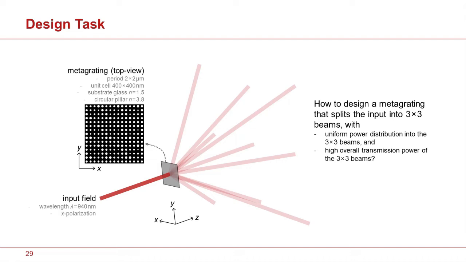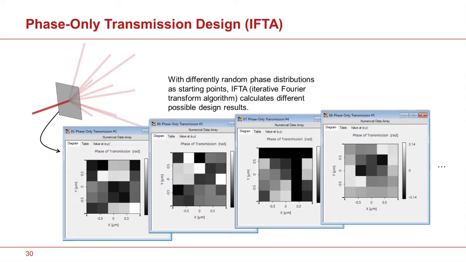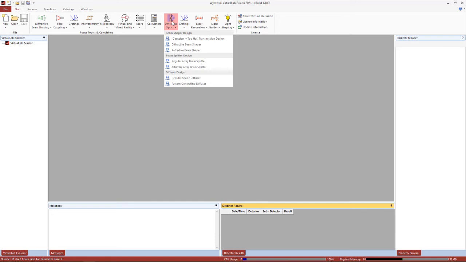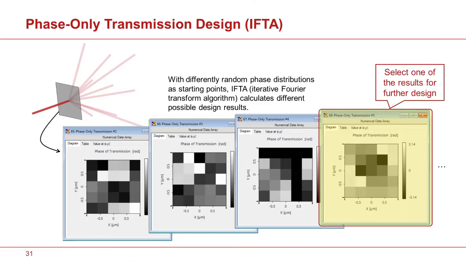Before, in the previous example, we started from the knowledge that we wanted to generate a blazed-like phase profile behind the structure. But this time, we're going to use the iterative Fourier transform algorithm to design the pixelated phase distribution that we need to generate behind our beam splitter. The IFTA optimization is also a feature included in VirtualLab Fusion. And for the design of a beam splitter, it actually provides a wizard that takes you through the different steps of setting up and performing the design. But we're not going to focus on this part to keep things short and concentrated on metagratings.